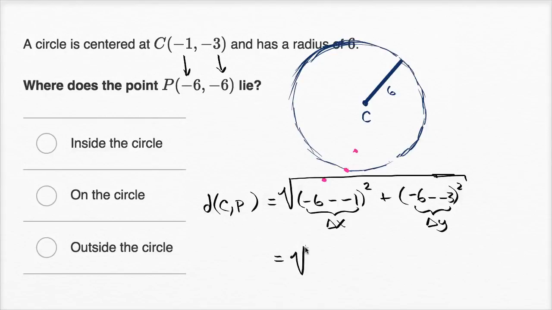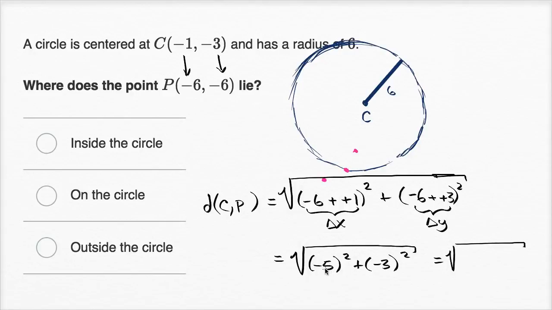So this is equal to -6 plus 1, is one way to think about it. So this is (-5) squared, and then this is -6 plus 3, so plus (-3) squared. And once again, you can see our change in x is -5. We go 5 lower in x, and we're going 3 lower in y. So our change in y is -3. So this is equal to the square root of 25 plus 9, which is equal to the square root of 34.